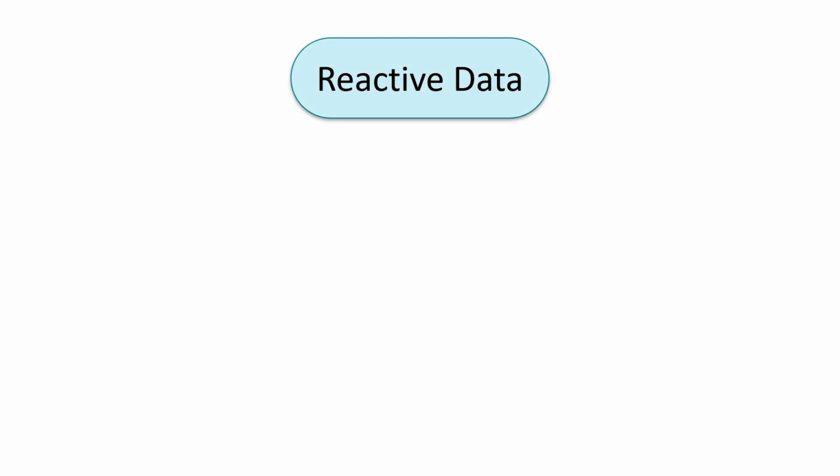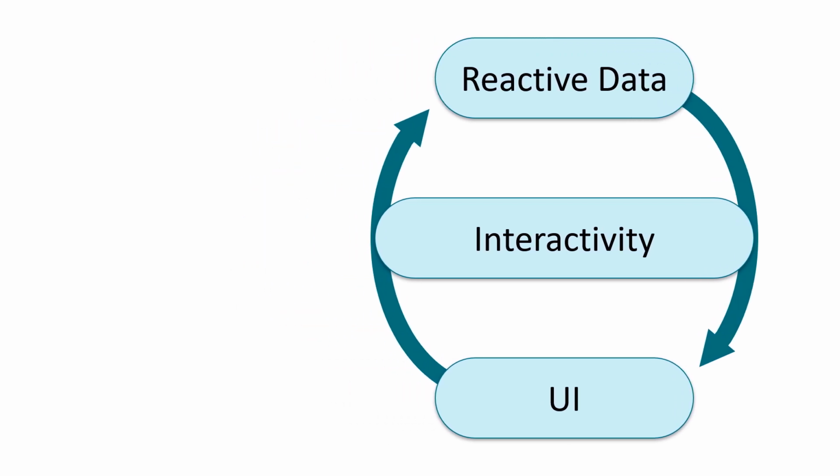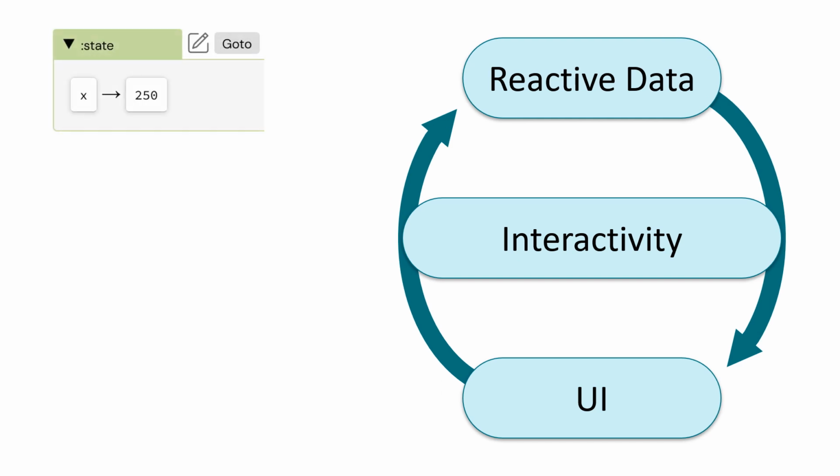Now we're in a better position to understand what a component is. Broadly speaking, a component lets us define 3 things: reactive data, a user interface, and how the two interact with each other. Each part of a component that we've looked at so far fits into this model. The state section lets us create reactive data. The render section is where we create our user interface.